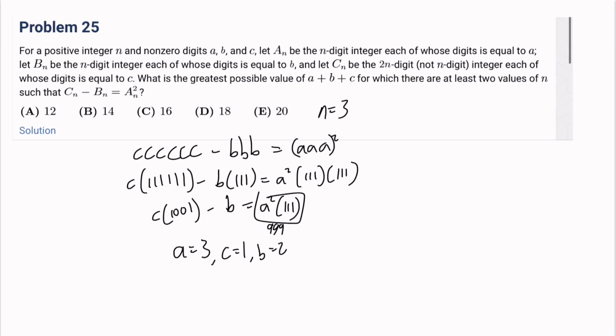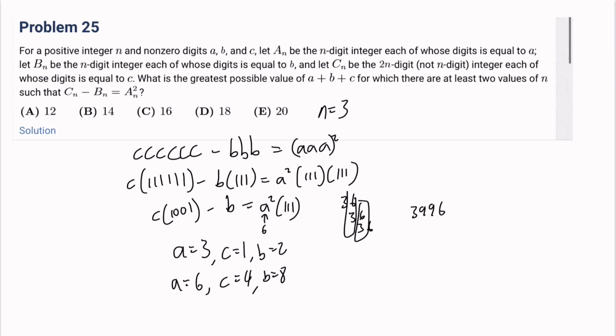So b would equal 2, and this is not the only way for this to happen, because if a was 6, then that would be 36. This would give 9 times 444, so that's 3996. Because this is nearly 4000, c should be 4. So if a is 6, then c can be 4, and 4004 minus 3996 gives b equal to 8. If we search for any other values of a that would make a, b, and c all integers less than 10, there are none, so these two are the only two possible ways.